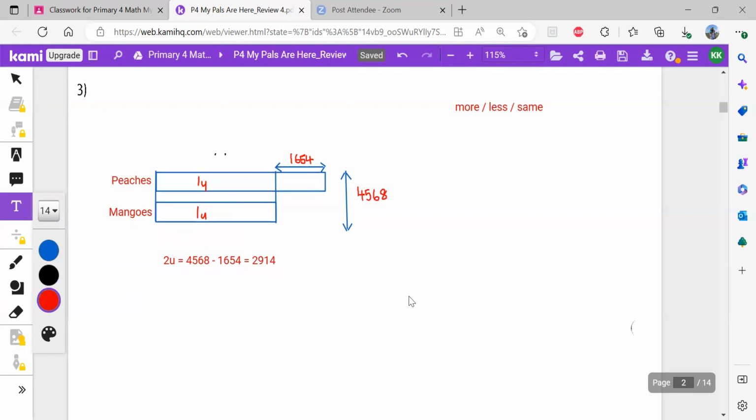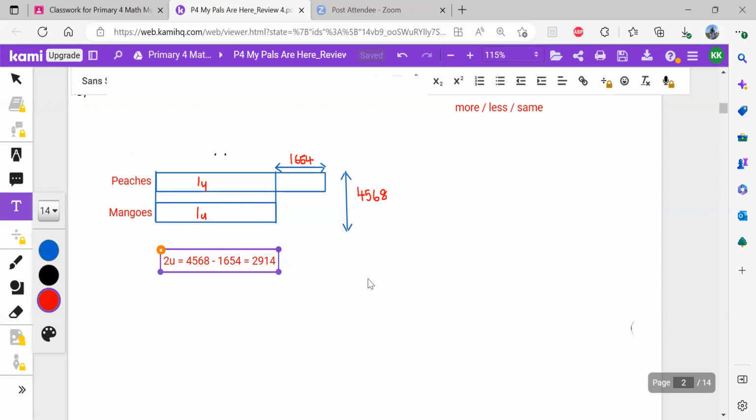Right? And if I can get 2 units is 2914, I can also find, therefore, what is 1 unit. It's always useful to find what is 1 unit. We should always do that, which is 2914 divided by 2. All right, that'll give me 1457.